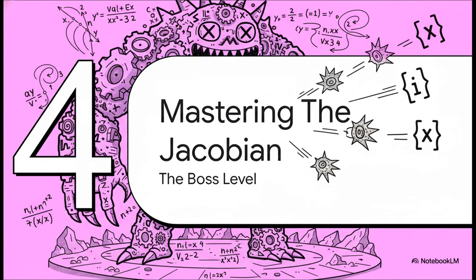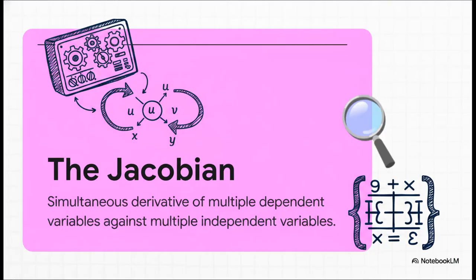That brings us to Section 4, Mastering the Jacobian. Now, even though this concept was developed well over a century ago by the mathematician Carl Jacobi, it's still an absolute heavyweight on modern engineering exams. Let's break down why this is such a big deal and how it's totally different from everything we've looked at so far. Your standard partial derivatives typically deal with just one dependent variable, but the Jacobian, it's the boss level.